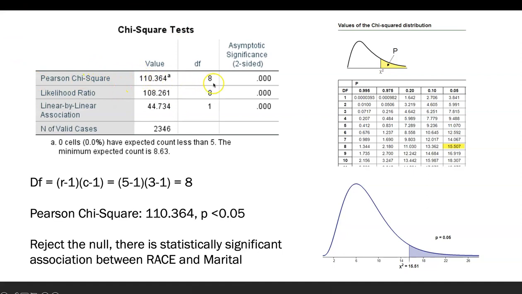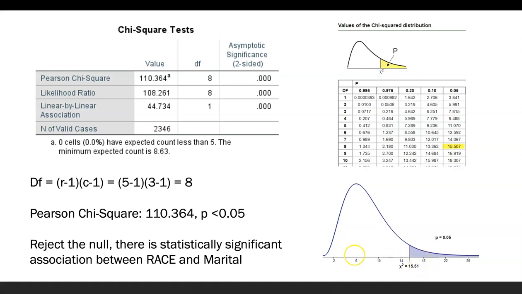The chi-square value is 110 and the degrees of freedom is 8. Based on this table, we can find that for 8 degrees of freedom and 0.05, the critical value is 15.507. So in the critical area, 15.507 is the critical value, and 110 is bigger than 15.507, the critical value or critical area.